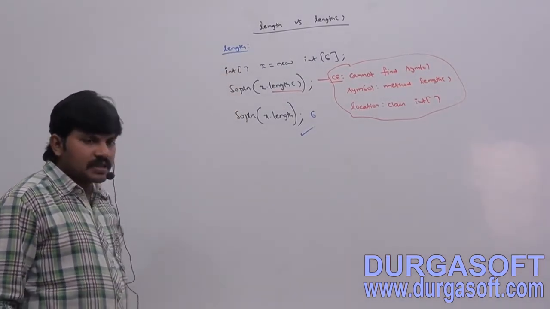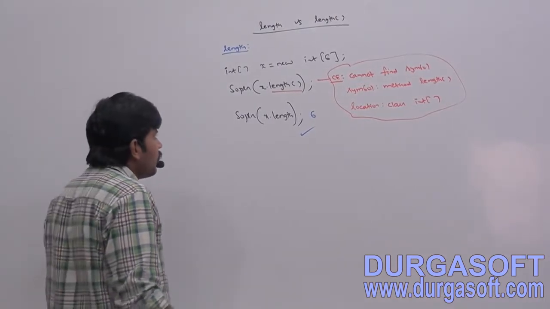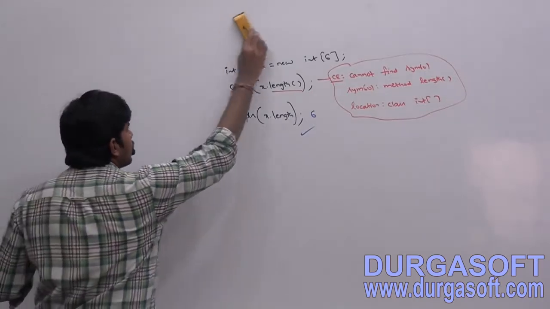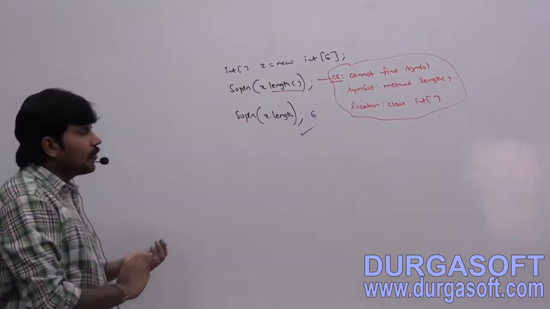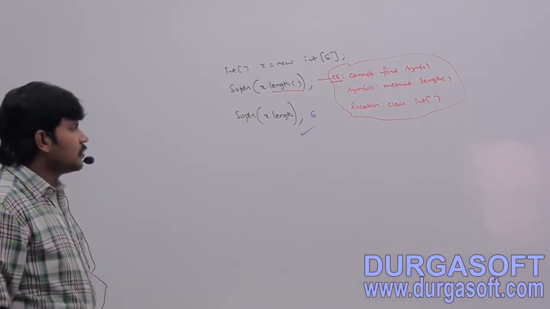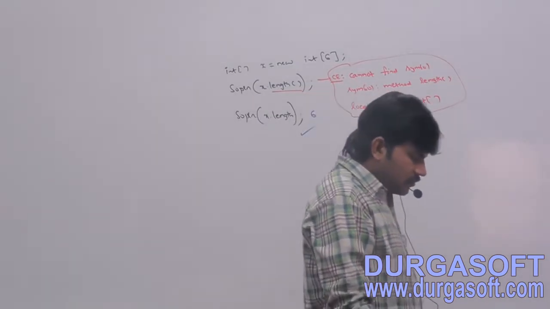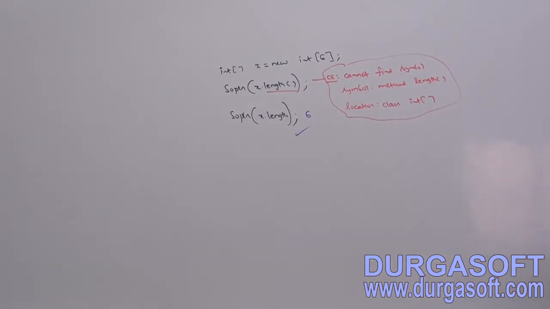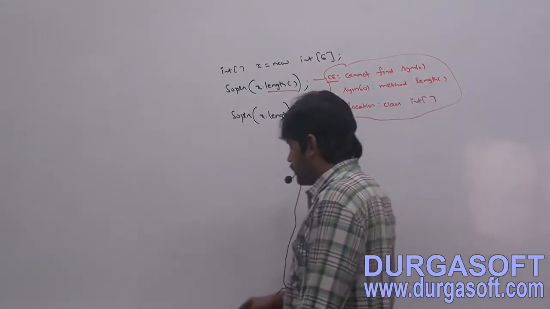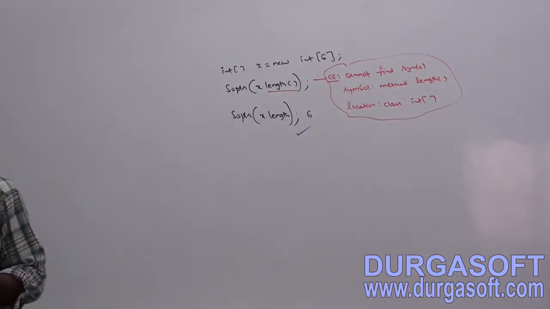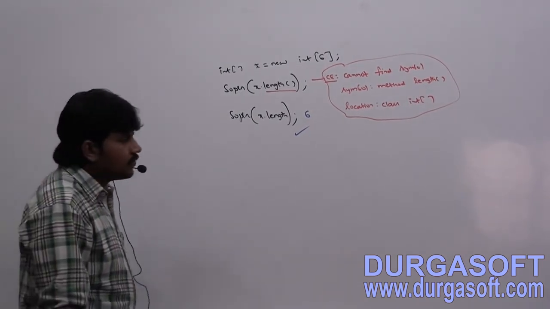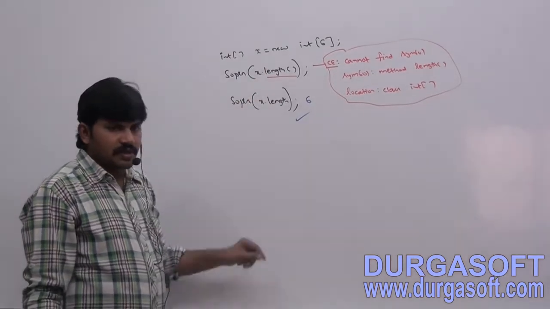Okay, take an example. int array x is equal to new int array of 6. SOP of x dot length. Compile time error. Next, x dot length variable: x dot length itself is 6. Completed, right? X dot length is 6. So I hope the terminology is clear for you.